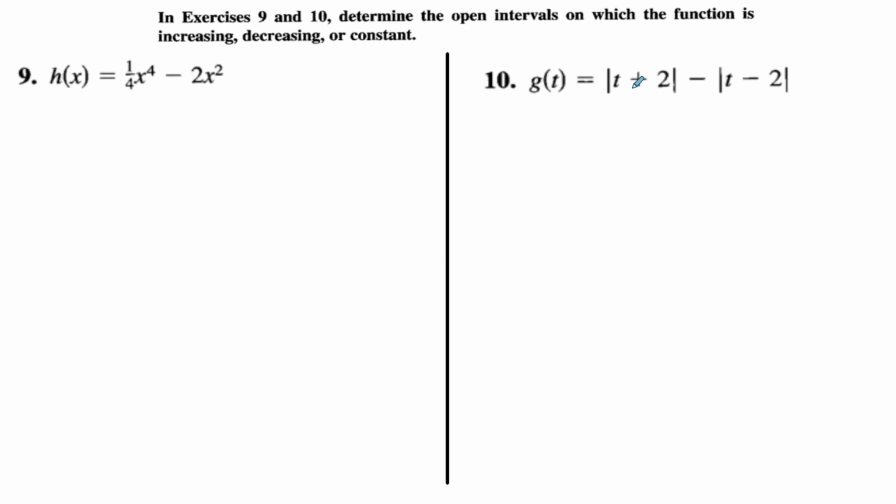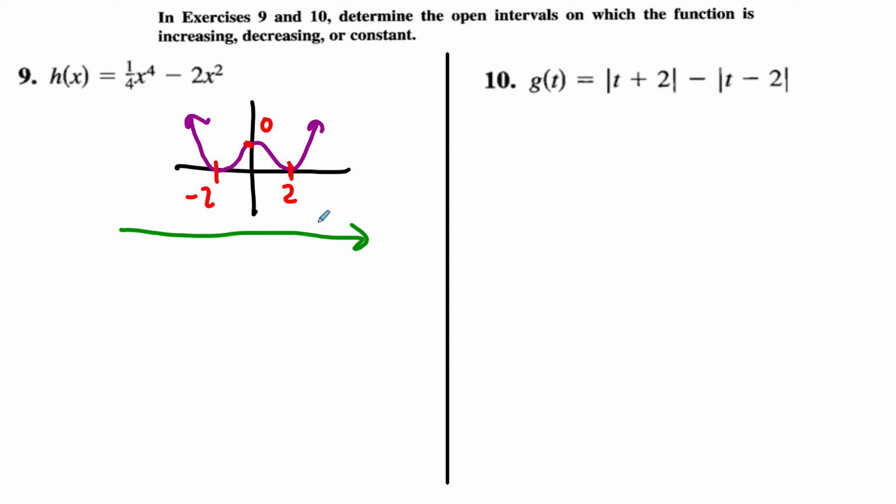Okay, determine the open intervals on which the function is increasing, decreasing, or constant. So this first function, what we're going to do is graph it. And it turns out this graph looks like a nice W. As a matter of fact, it looks something like this. Now, I don't really care about what these intervals are, but I do know that this is 2, this is -2, and this is 0. Remember, we're going from negative infinity, that's where we start, to positive infinity in the x.